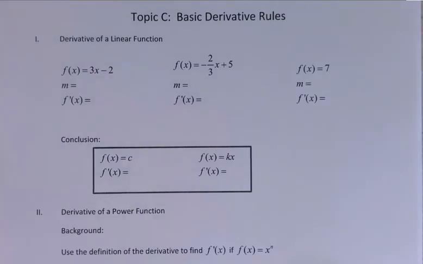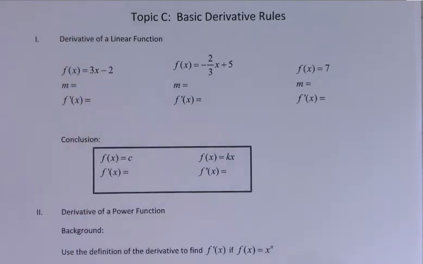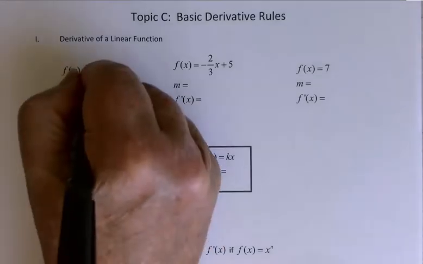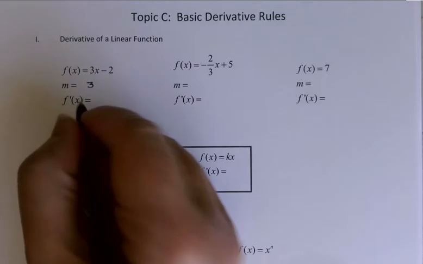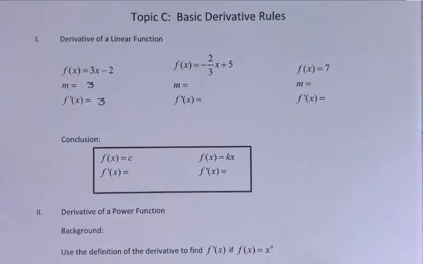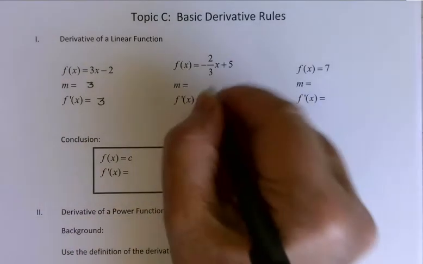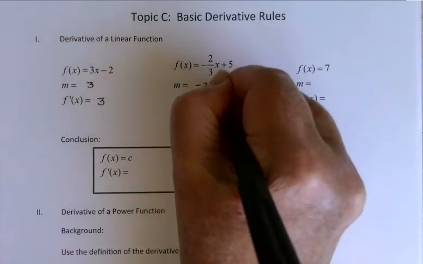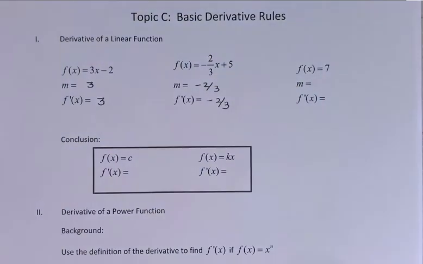So let's start with linear functions. If I have a linear function like f of x equals 3x minus 2, of course we all know the slope is 3, and since the slope is the derivative, that means the derivative is also 3. Another linear function, this one has a slope of negative 2/3, and therefore the derivative must be negative 2/3.